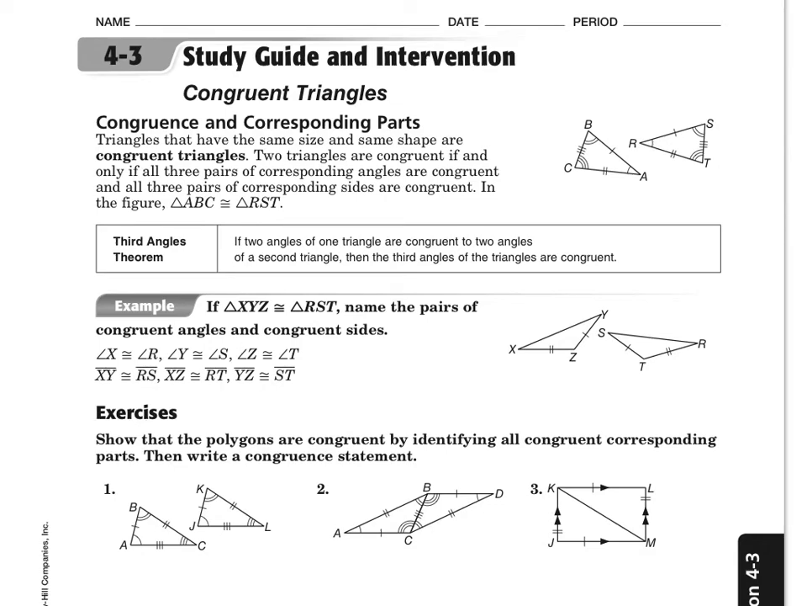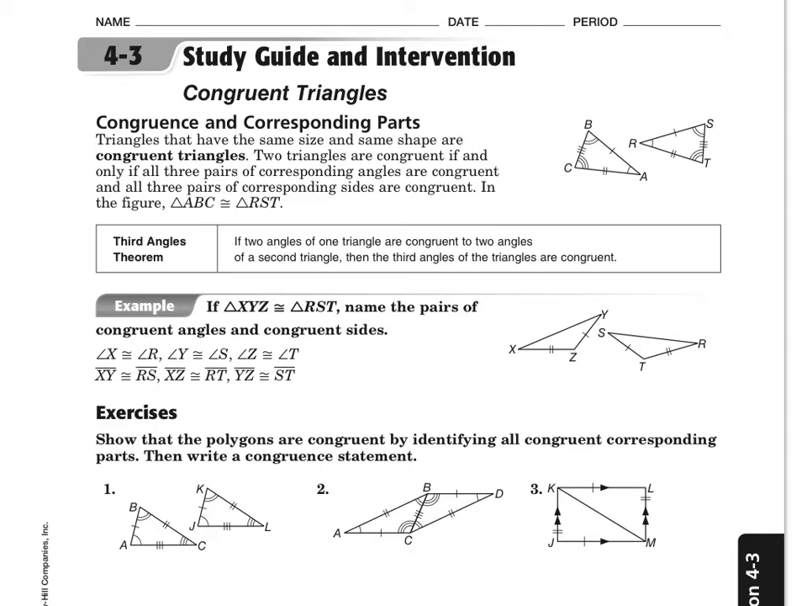In lesson 4.3, we talked about congruent triangles and corresponding parts, and we also have what's called the third angles theorem. That just says that if we have two angles of a triangle that are congruent to two angles of another one, then the third angle has to be congruent to the third angle of the other just by default.